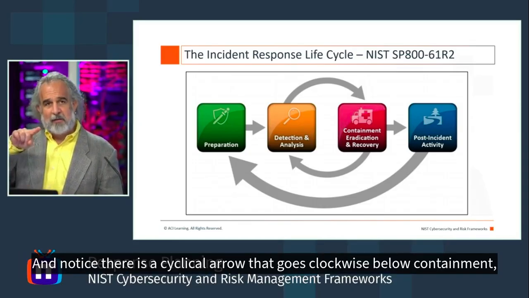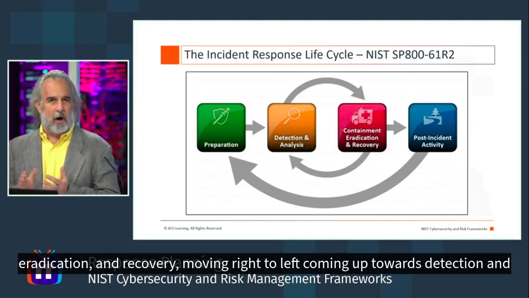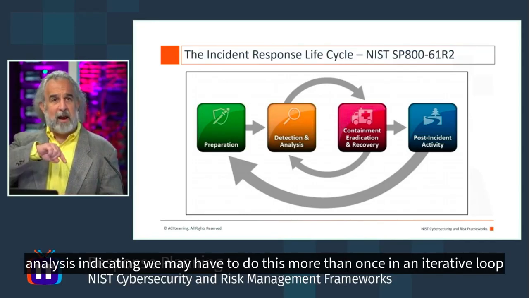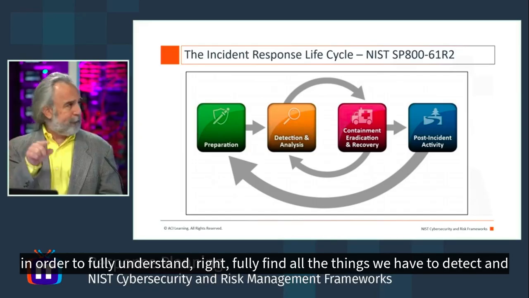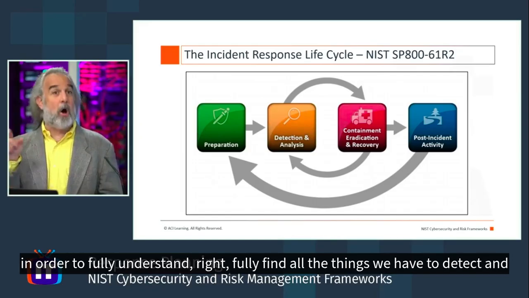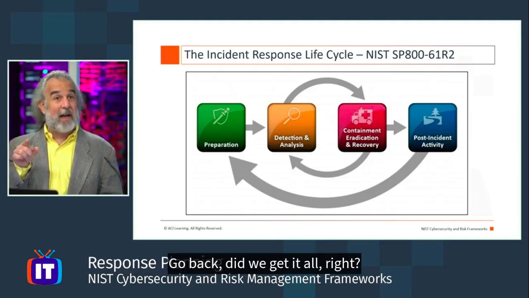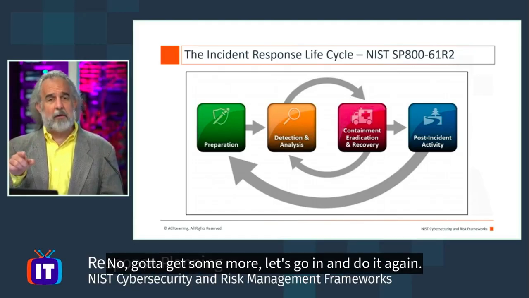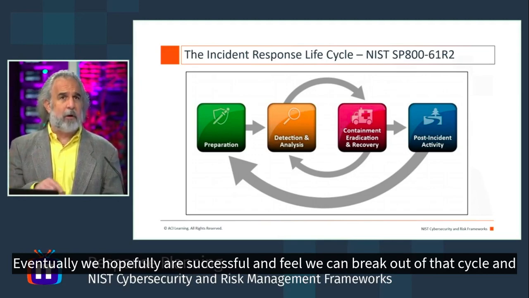And notice there is a cyclical arrow that goes clockwise below containment, eradication, and recovery, moving right to left, coming up towards detection and analysis, indicating we may have to do this more than once in an iterative loop in order to fully understand, right? Fully find all the things we have to detect and contain, eradicate. Go back, do we get it all, right? Oh, no, got to get some more. Let's go in and do it again. Eventually, we hopefully are successful and feel we can break out of that cycle.